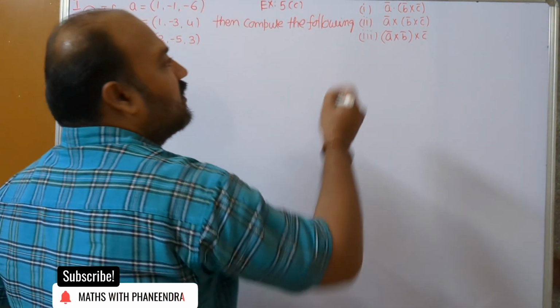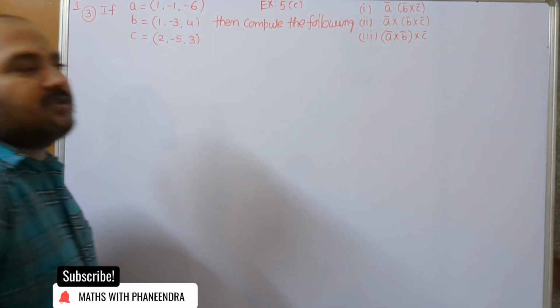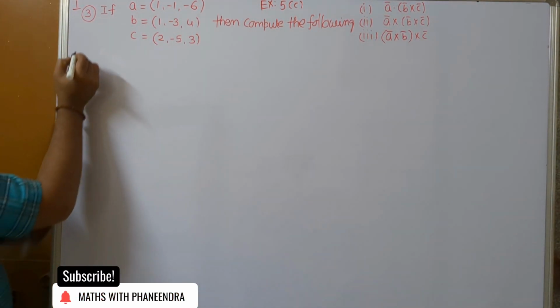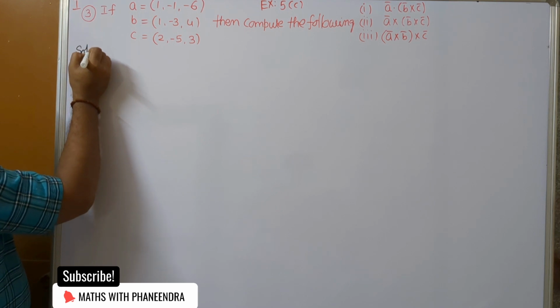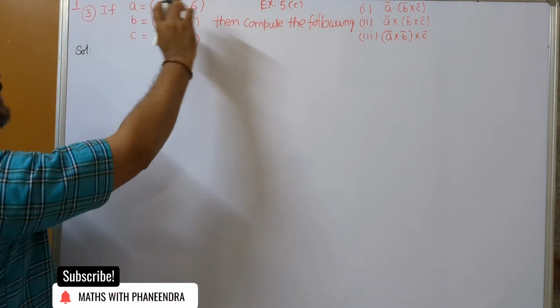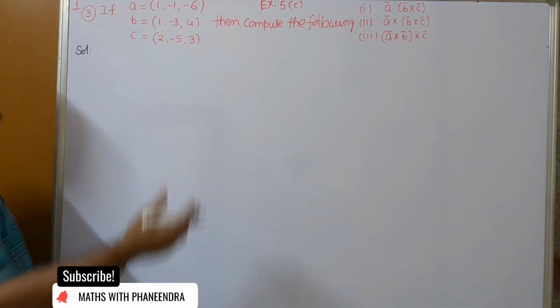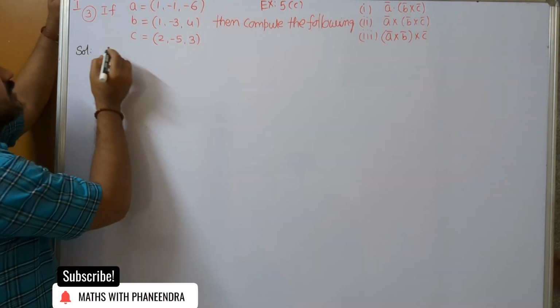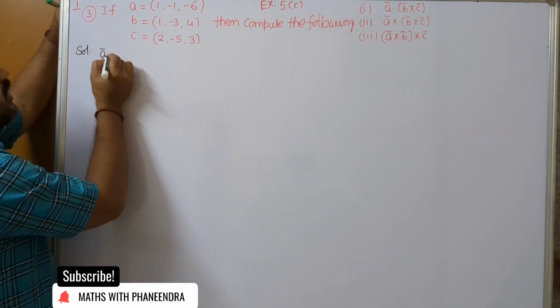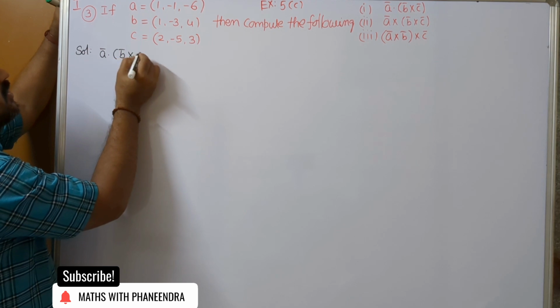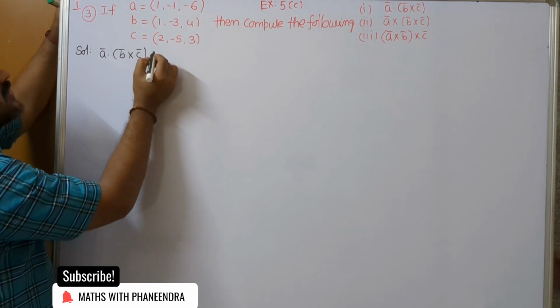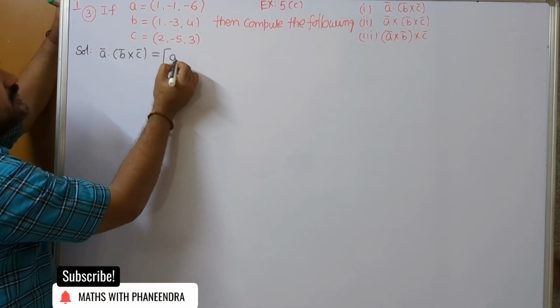So, first a bar dot b bar cross c bar. That means what? In the solution step, first the given vectors a bar, b bar, c bar are given as points, also we can write vector triples. So, first one is a bar dot b bar cross c bar. What I said? This is equal to box of a b c, I said.